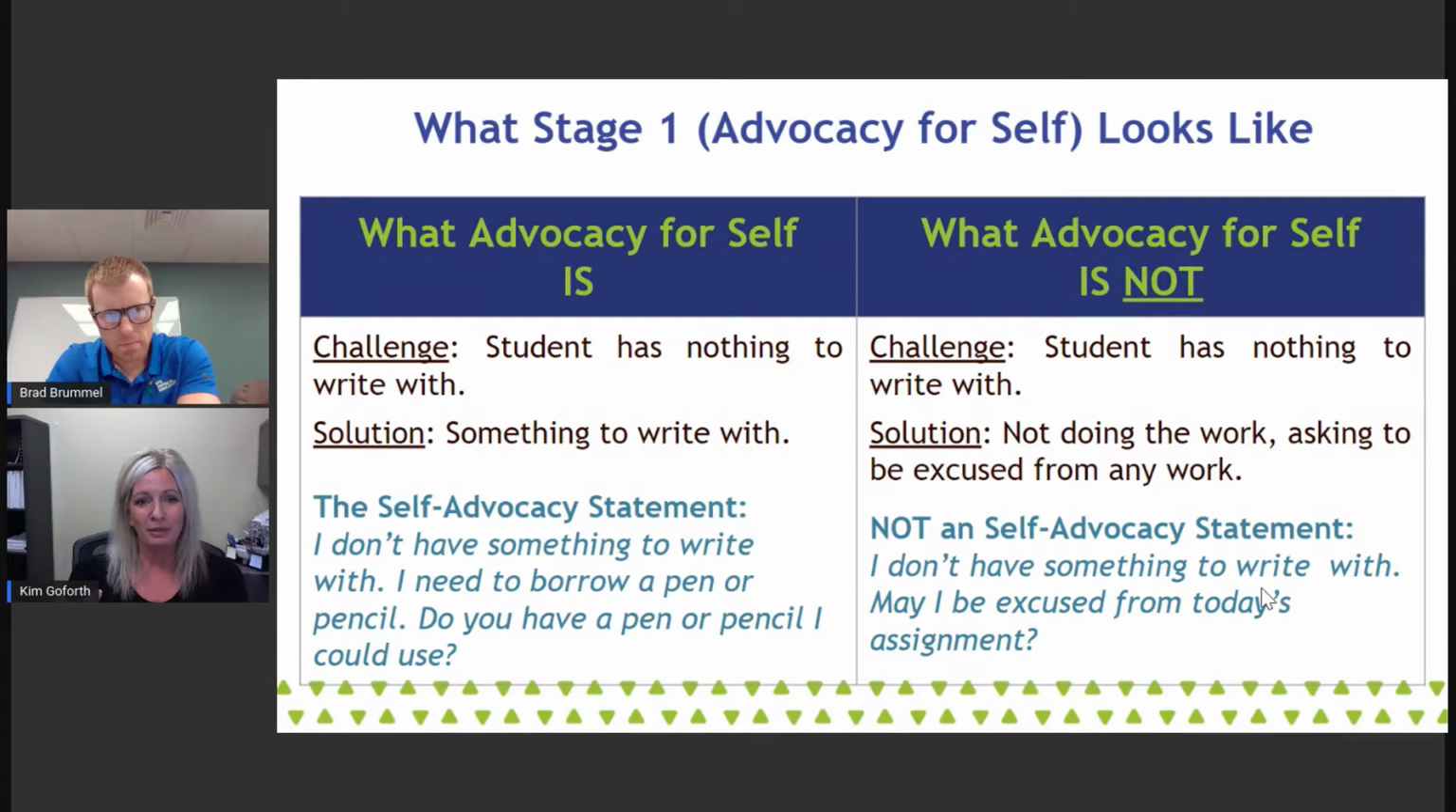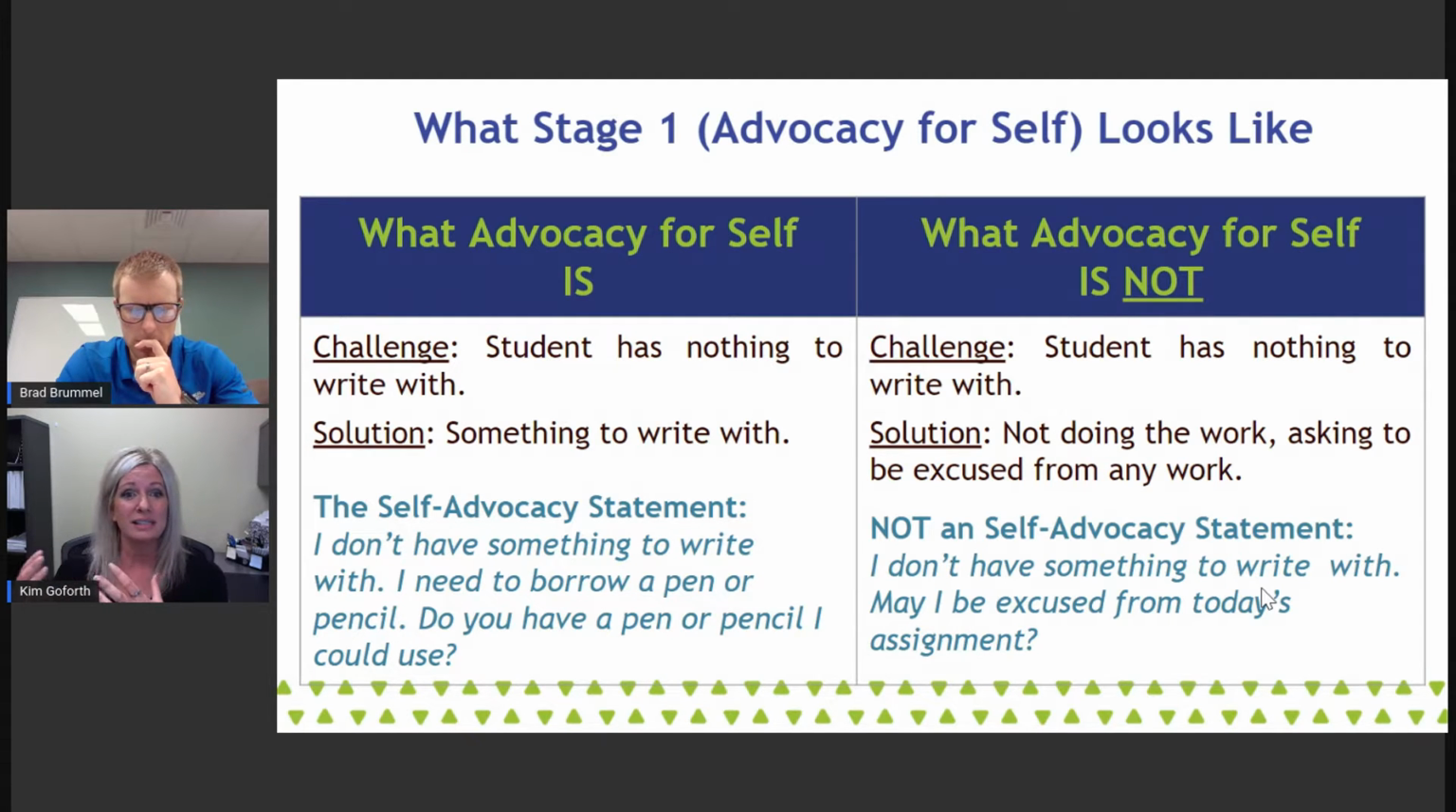So when we talk about needs and wants, and I'm in this crisis, I'm in this challenge, what it's not, and we may have students like this too somewhere around our state, is that the challenge is still there. Oop, I have nothing to write with. I think we have some students where the solution would be, oh, well, I'm not going to do my work then, I think that I just need to be excused because I don't have anything to write with.